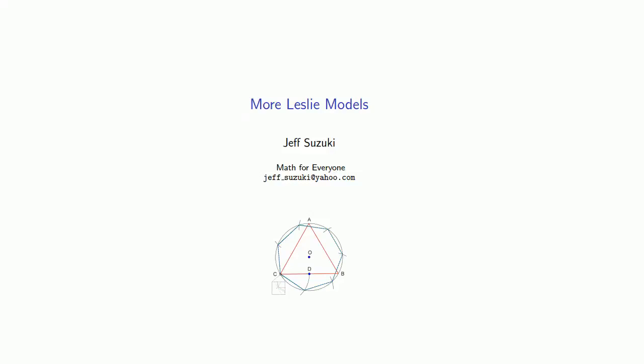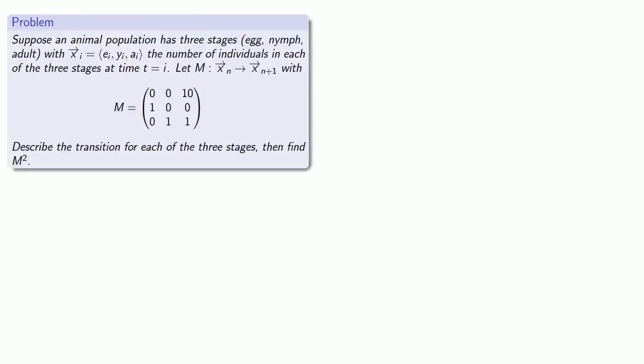So let's take another look at a Leslie model and see what information we can glean from it. Suppose I have an animal population with 3 stages. We'll call them egg, nymph, and adult, and our vector gives us the number of individuals in each of the 3 stages at some time. And suppose that our population has a certain transition matrix.